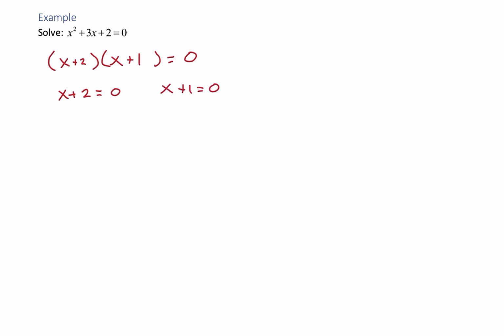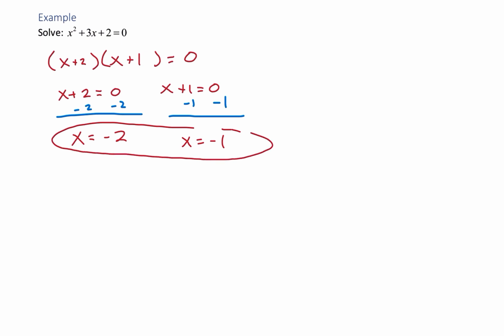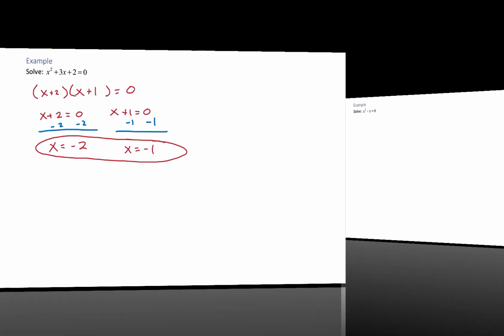From here, we solve. On the left, we need to subtract 2 on both sides, leaving us with x equals negative 2. And the right equation, we need to subtract 1 on both sides, leaving us with x equals negative 1. And we have our solutions. If you wanted to check this, again, you could substitute those individually into the original equation and see if you get a true statement. Pause the video and check for yourself. See if these two work.